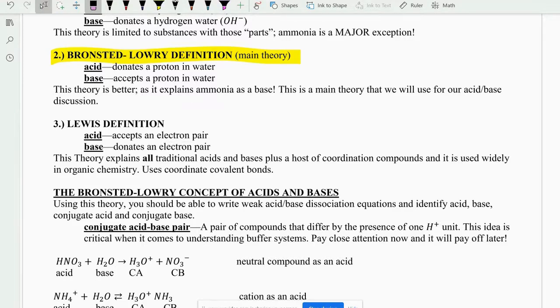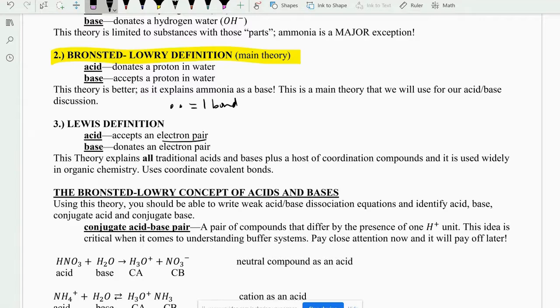The other two are talking about protons, where the Lewis definition completely does an about face and literally defines acids and bases in terms of electrons or electron pairs. Now, I want to remind you, when we talk about an electron pair, we learned in previous units that a pair of electrons would be equivalent to one bond. Look at what it says. It says an acid accepts an electron pair and a base will donate an electron pair.